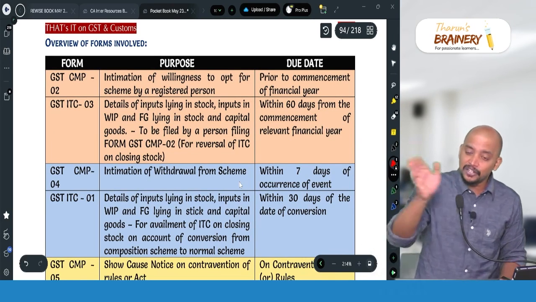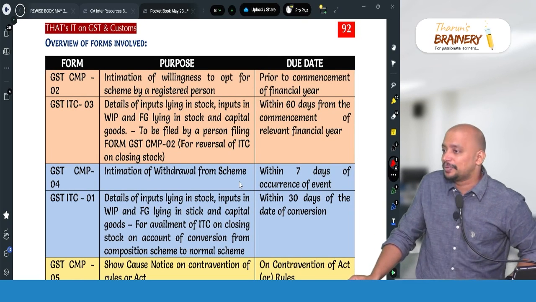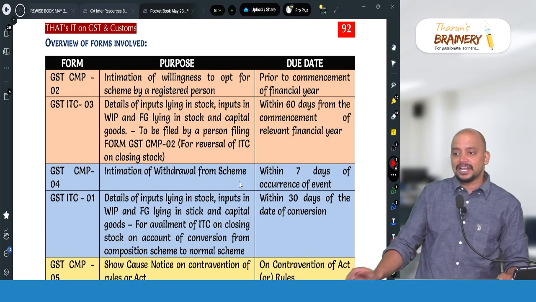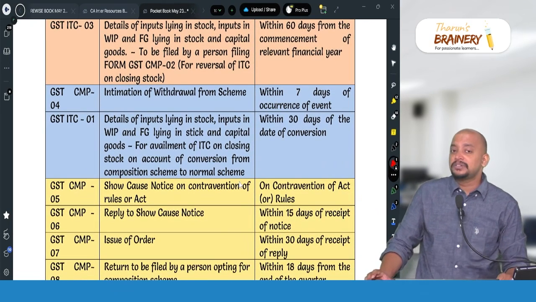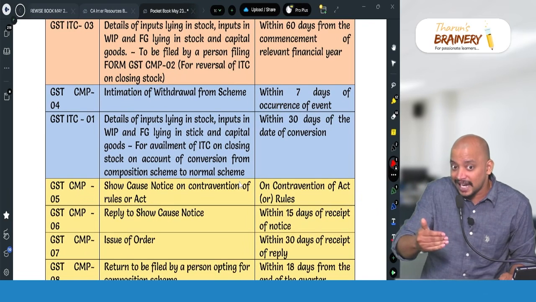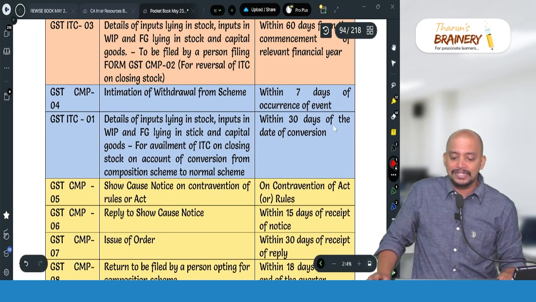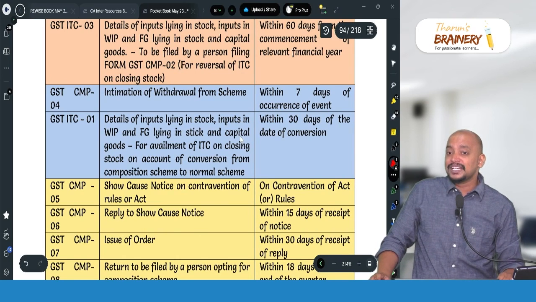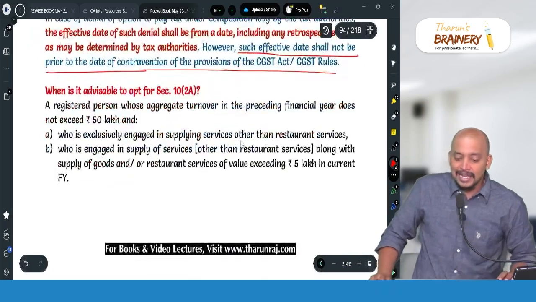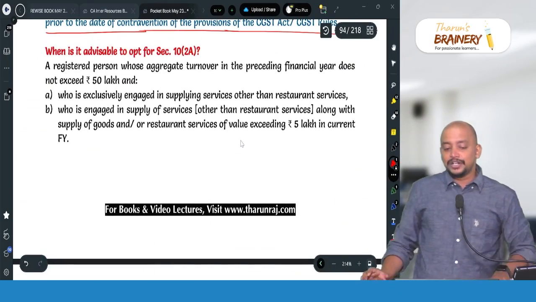What is the time limit within which CMP2 should be filed? Before commencement of the financial year. What is the time limit within which ITC3 should be filed? 60 days from the commencement of the financial year. And what is the time limit within which ITC1 should be filed? Within 30 days from the date of conversion, from composition scheme to normal scheme. And what is the time limit for intimation for withdrawal from the composition scheme? 7 days.